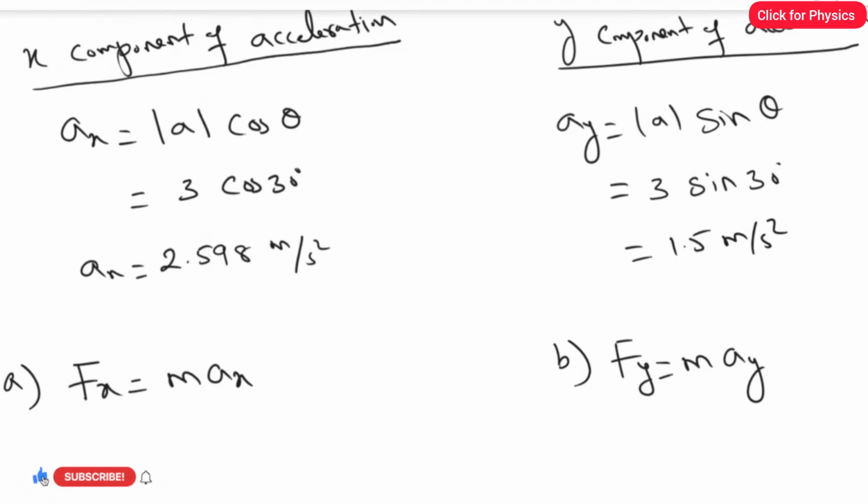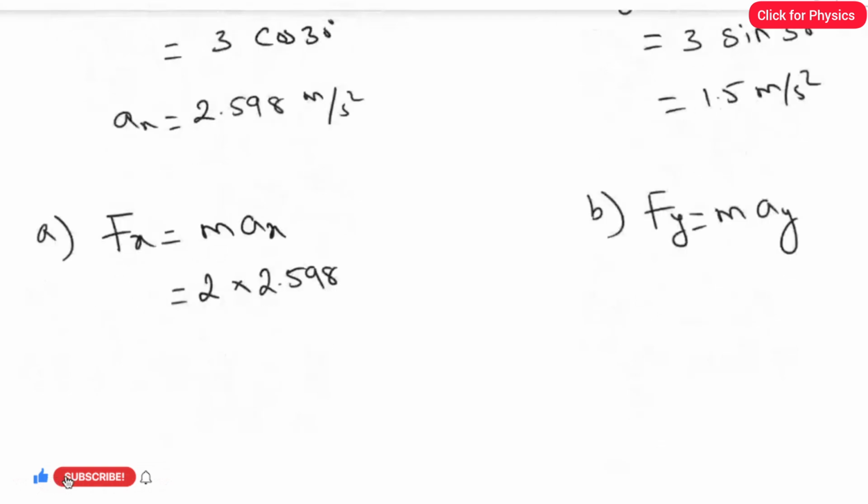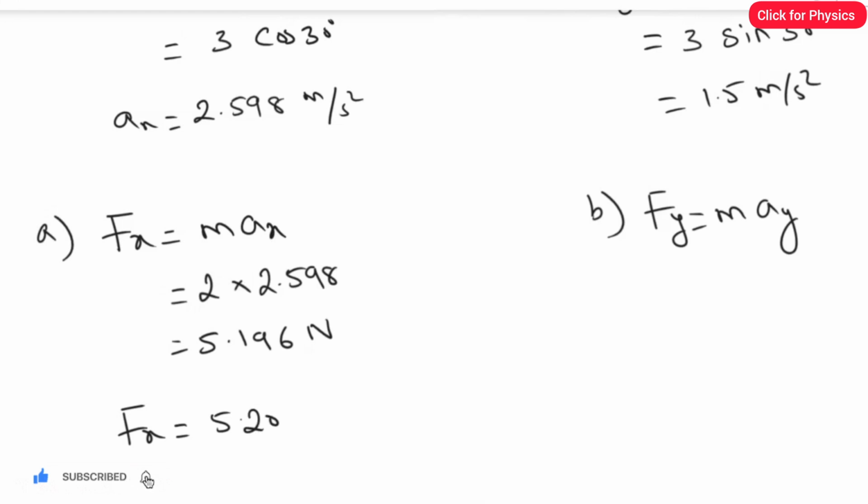Now I'm going to substitute the values. The mass is already given in the question as 2 kg. So 2 multiplied by the x component of acceleration, 2.598. If I multiply this number, I got the answer as 5.196, and the unit is Newton, right? We can round this to 2 digits. So the answer for the first part, A, F of x equals 5.20 Newton.